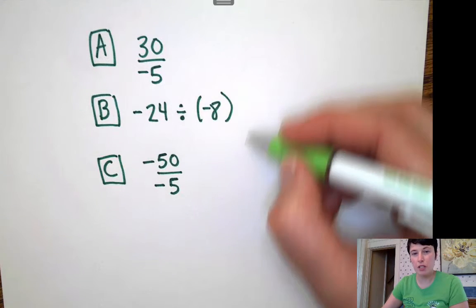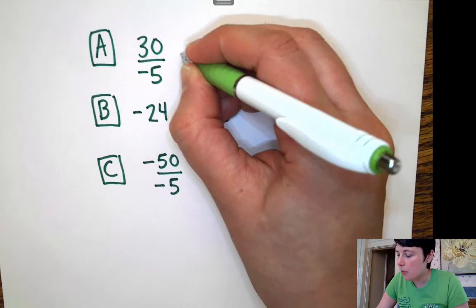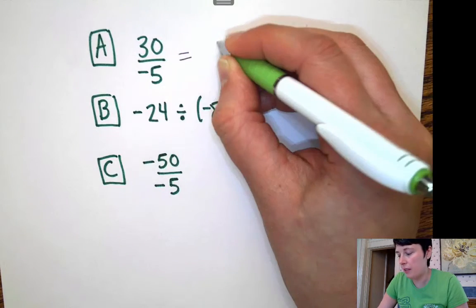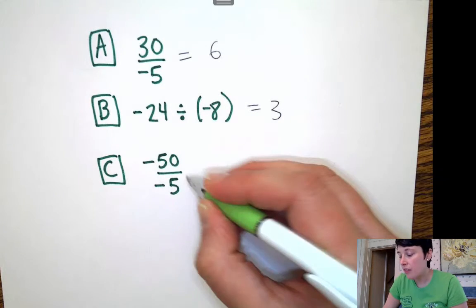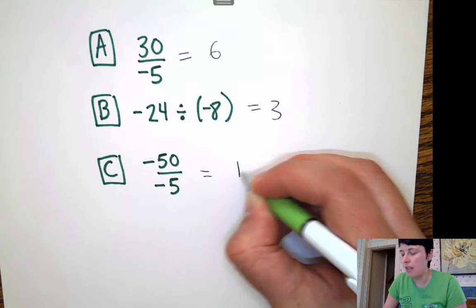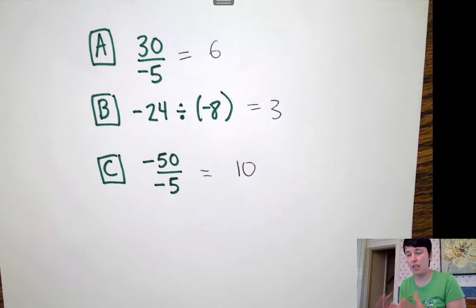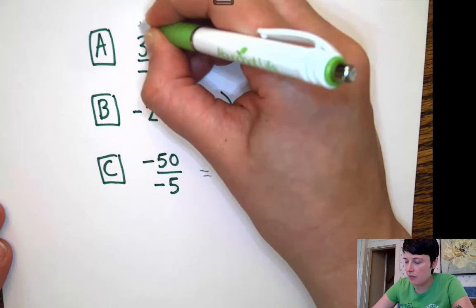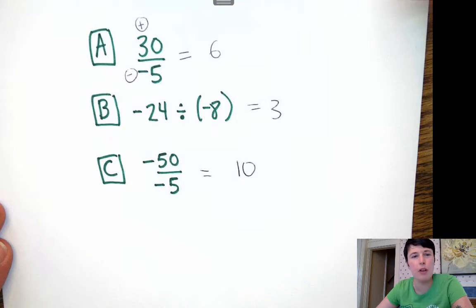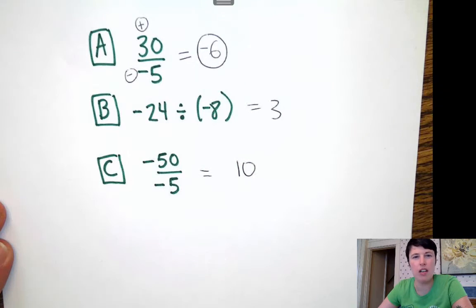All of these mean division. Two of them look like fractions, but fractions do mean to divide. Here's what I know. 30 divided by 5 is 6. 24 divided by 8 is 3. 50 divided by 5 is 10. That part I know. Now let's go back and check the matching or non-matching signs. Are we going to have a positive or a negative answer? On part A, I see a positive 30 and a negative 5. Those do not match up. So I'm expecting the answer to be negative.